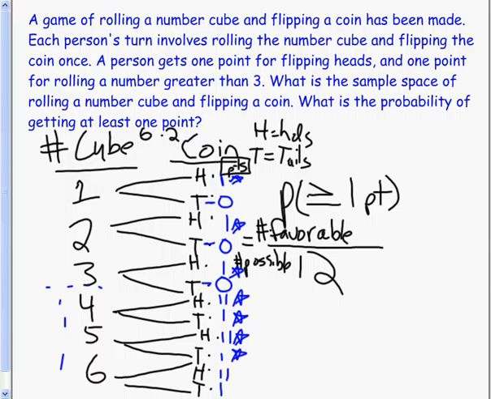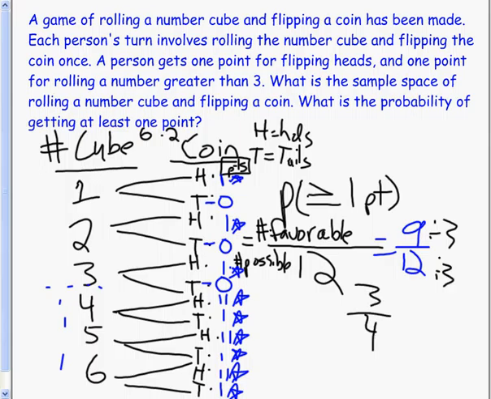The first 3 are my heads if I rolled less than 4. I didn't roll greater than 3, right? So if I roll 1 and heads, I get a point. 2 and heads, I get a point. 3 and heads, I get a point. 4, 5, and 6, no matter what happens on the coin, I'm going to get at least 1. So that's 6, 7, 8, 9. So we have 9 out of 12 ways of getting a point. That can be simplified by dividing both the top and bottom by 3, which gives me a 3/4 probability of getting at least 1 point.